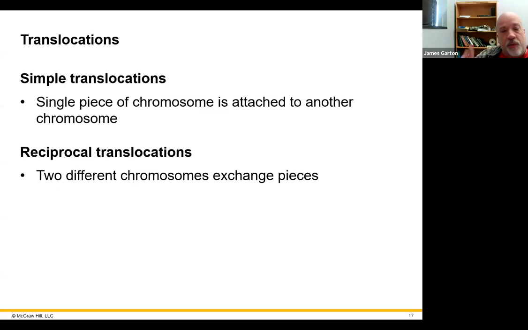Now, a translocation can be what we call a simple translocation. One piece of one chromosome is broken and attached to another, or it can be what we call a reciprocal translocation. Two different chromosomes have exchanged pieces of DNA with each other.